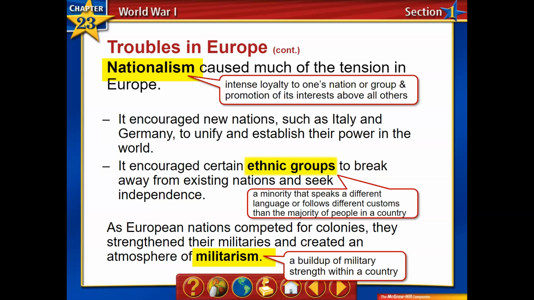You can be patriotic and love your country and support your country, but not have those feelings of superiority that usually come with nationalism. And it's the promotion of those interests above all others. You can be patriotic and still understand that your country needs to work with others in order for the benefit of everybody. And so this really encouraged new nations like Italy and Germany to unify as they started to establish their power in the world.